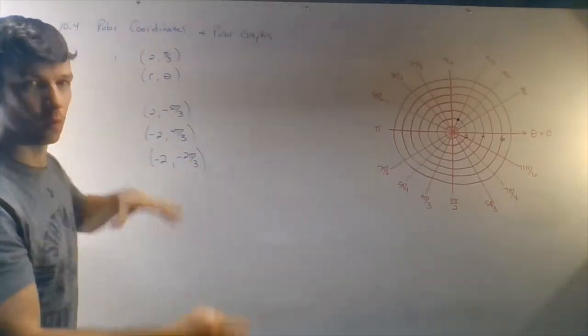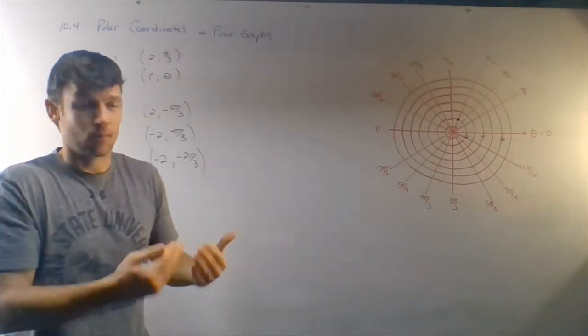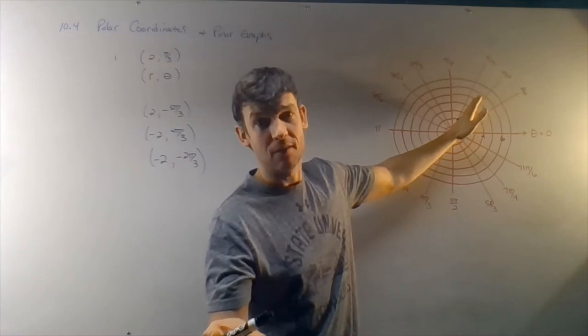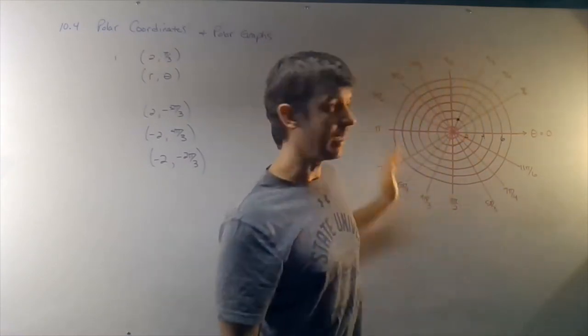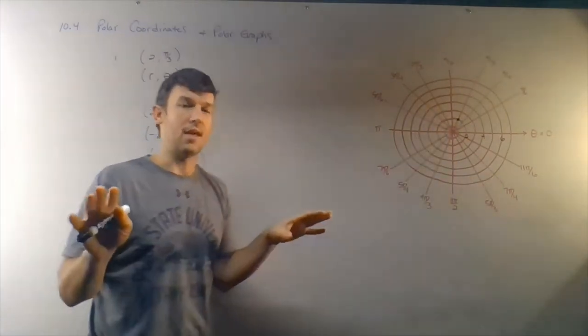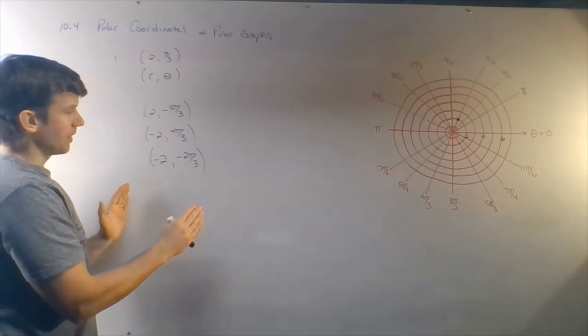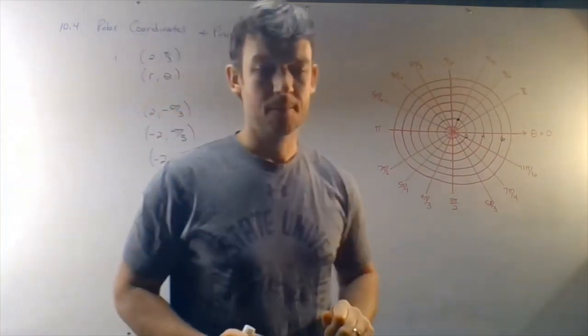I never crossed or went above 2 pi, even though I can rename that point an infinite number of ways, because I could go pi over 3, or I could add 6 pi over 3 to that, 7 pi over 3, 13 pi over 3. I can keep going rotations, but I don't want that. I want the 4 different ways of writing it, but without going above 2 pi, okay?